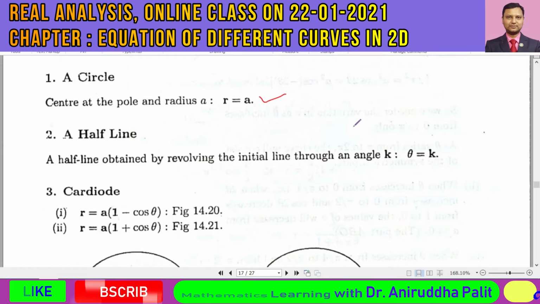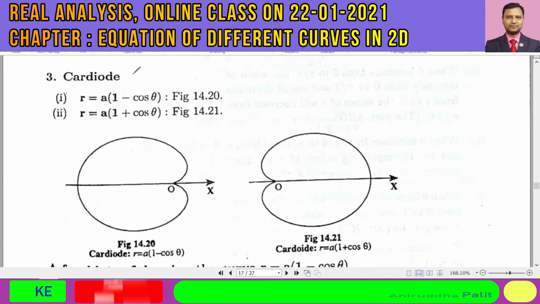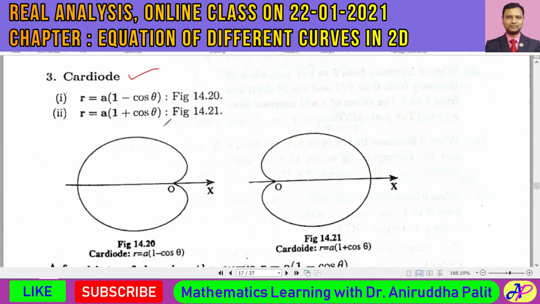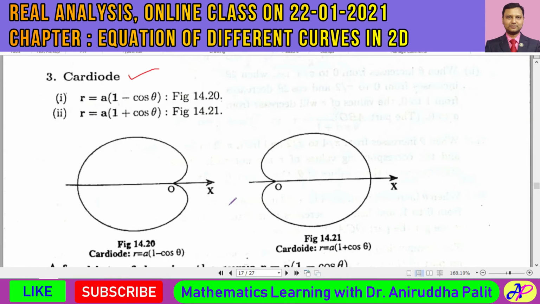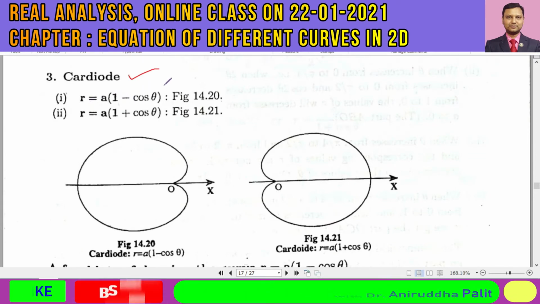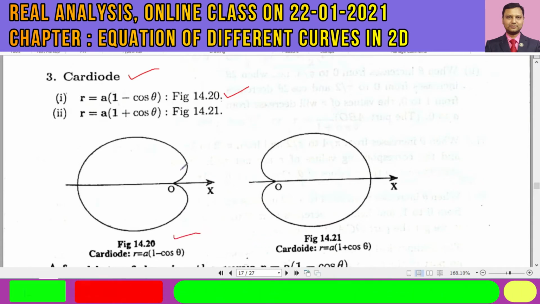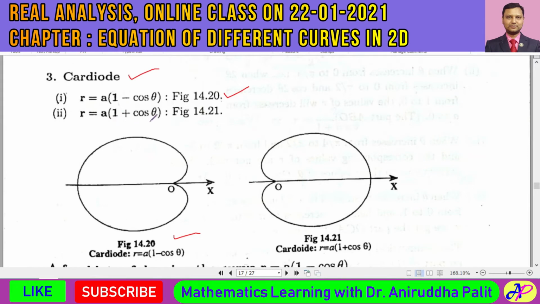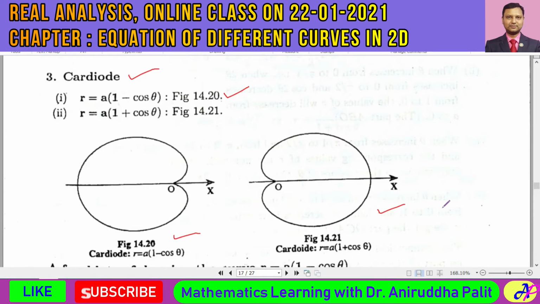A is the radius. And the first important curve that we shall discuss over here is the cardioid. It is just like the shape of a heart, cardiac, and from that term we have this nomenclature, the cardioid. What is the equation? It can have two different equations. r is equal to a into 1 minus cos theta. This is the curve. And over here, r is equal to a into 1 plus cos theta. This is the curve. So both of these are called cardioid.